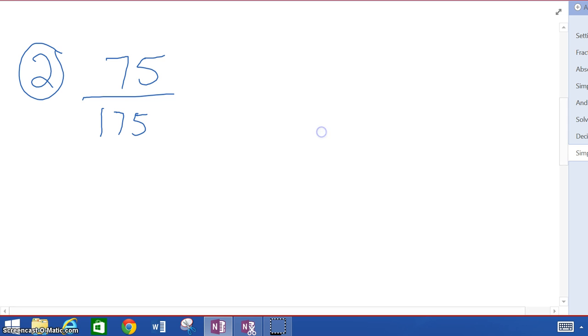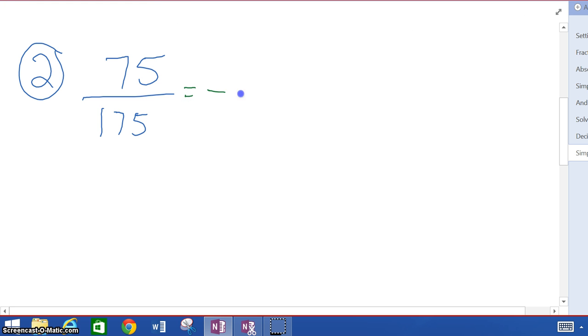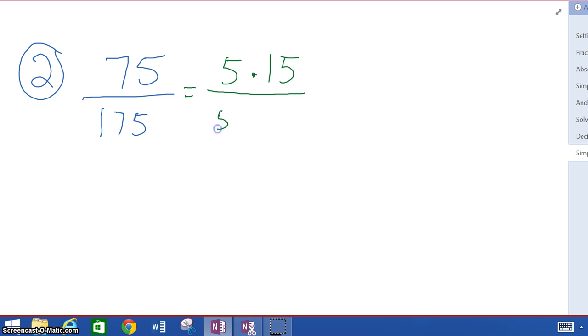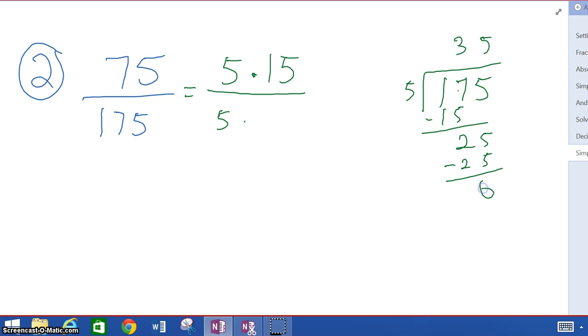Okay, 75 over 175. So I'm going to think to myself, what is a common factor? What number divides both of these? Well, you could start with 5. 5 multiplied by 15 gives me 75. Remember, that might be a good one for our multiplication frenzies. And 5 divides 175. If you're not sure, do the division. 5 goes into 17 3 times. Left over 25. 5 times 5 gives me 25. So that means it's 5 multiplied by 35.